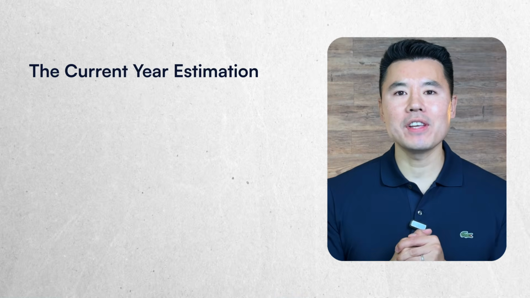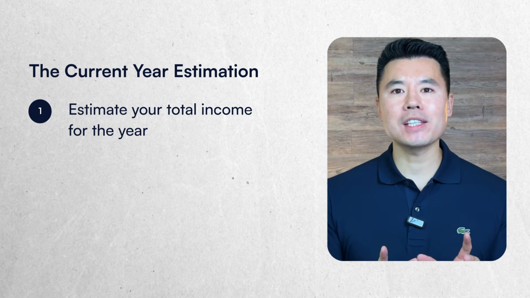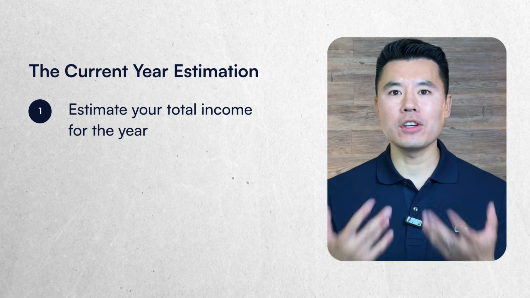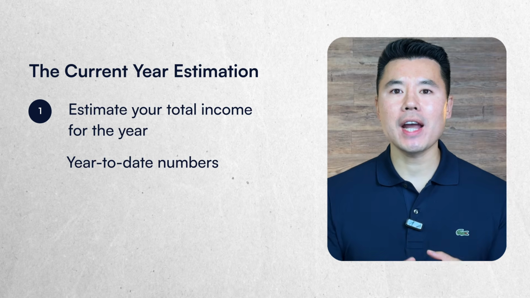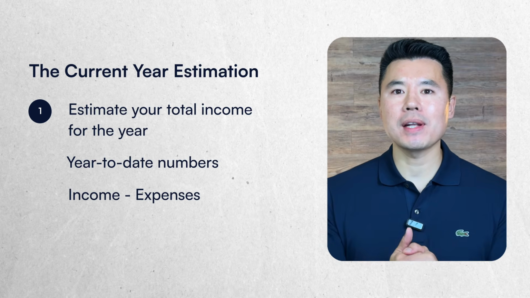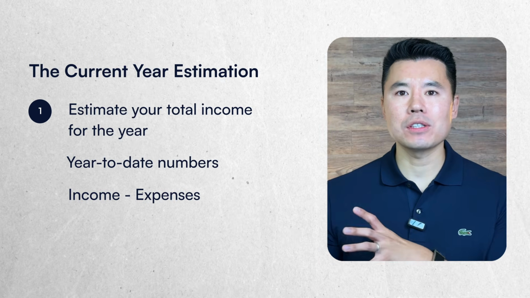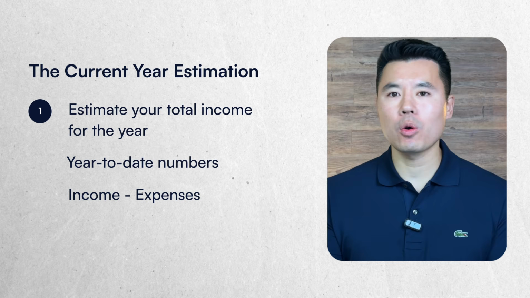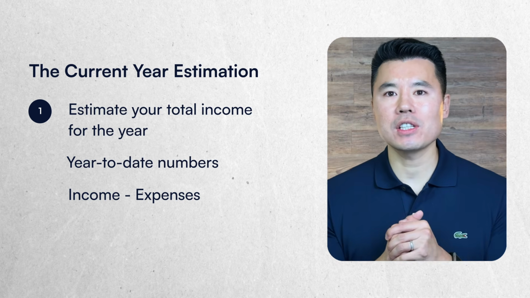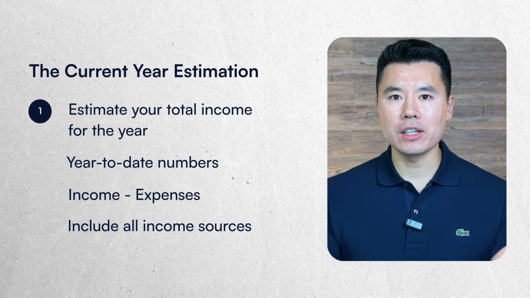Step 1 of this method is to estimate your total income for the year. And in order to estimate your total income for the year, you're going to have to look at your year-to-date numbers for your business, right? You want to be tracking the income minus the eligible expenses. So what is that number? And also based on current trends, right? Do you believe that your Q4 or the remaining quarters of the year, depending on when you're watching this video, is going to be higher or lower? And then include all income sources.